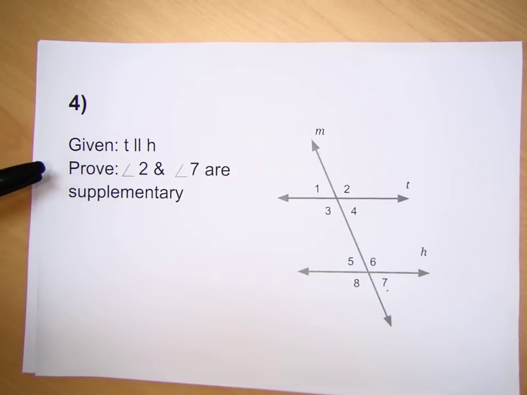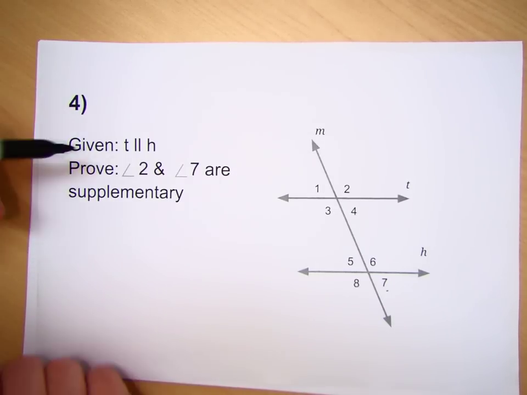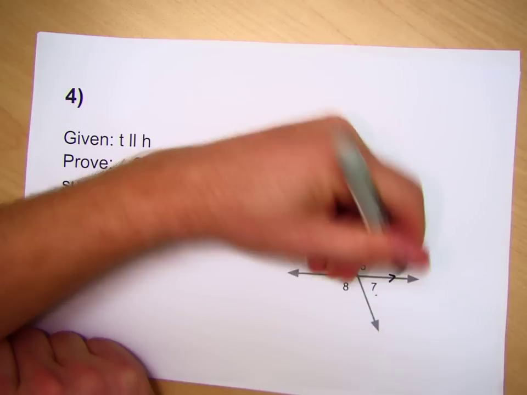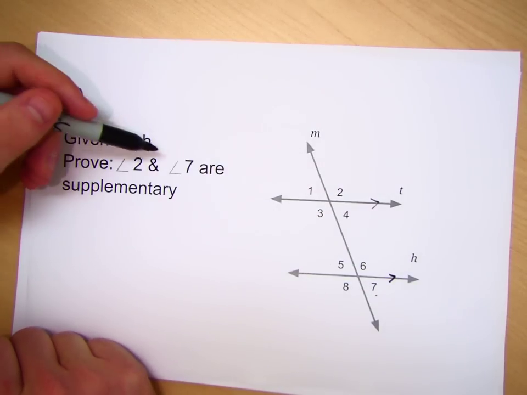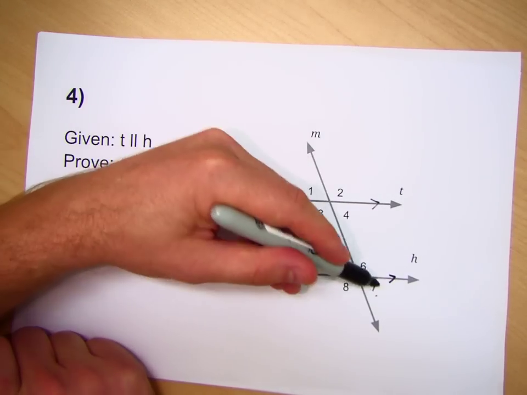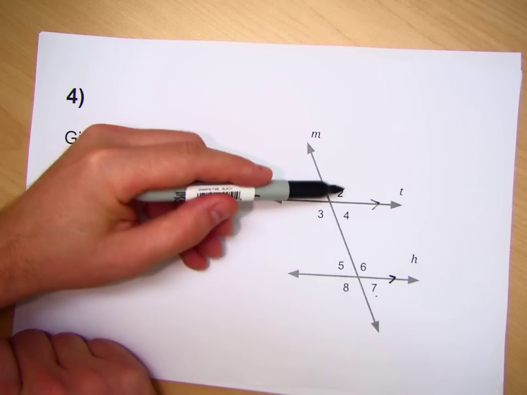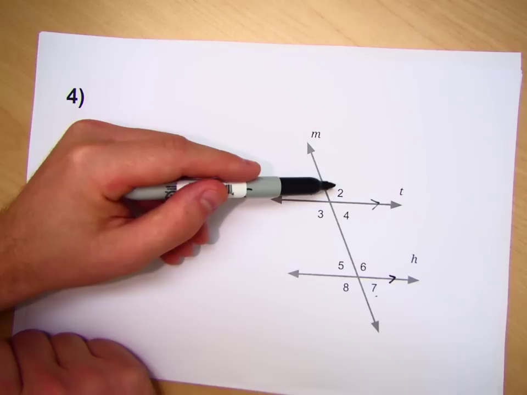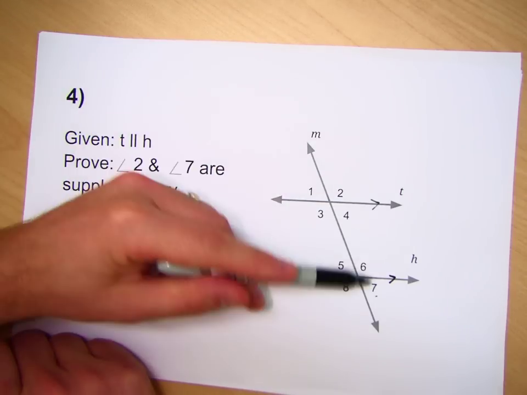This proof involves just looking at the fact that we know two lines are parallel. In other words, these two lines are going to be parallel. What we want to show here is that angle 2 and angle 7 are supplementary. You may look at this and see that there's not really a direct relationship between 2 and 7. They're exterior angles, but that's about it.